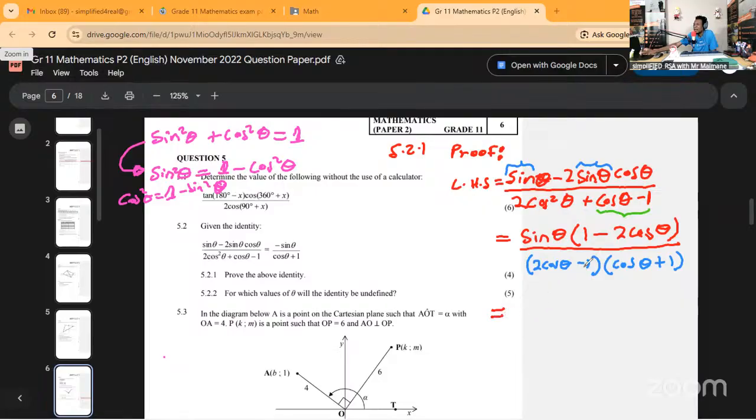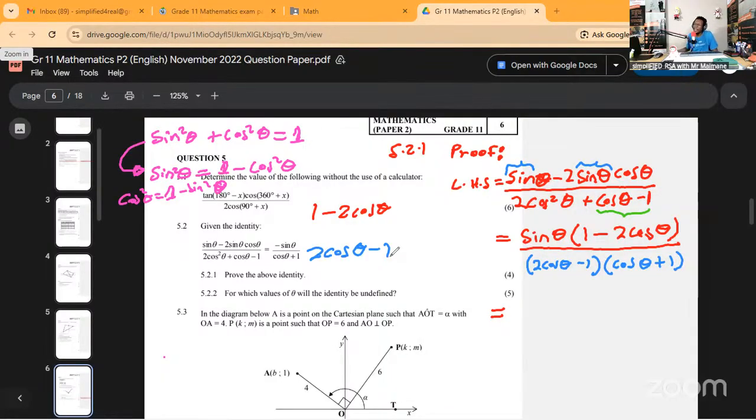But look at this. I'm expecting something to cancel. When I look at the top part, I have 1 minus 2 cos theta. When I look at the bottom part, I have 2 cos theta minus 1. And I'm like, these things are almost the same, but they are not really the same. The only difference there is the sign.